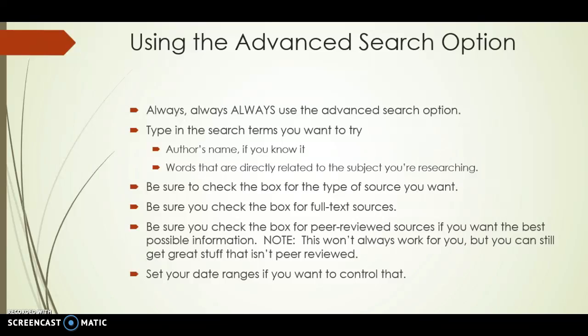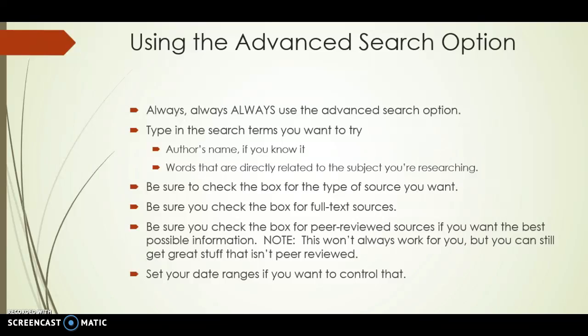Be sure you check the box for full text sources. A lot of my students in the past have tried to use abstracts instead of the full text source, and there's a problem with that. Abstracts are just summaries, so you're not going to be able to pull out any meaningful quotes. All you're going to get is an overview of what the article is about, and that's not enough to make your source useful to you. So make sure you're looking at full text sources.